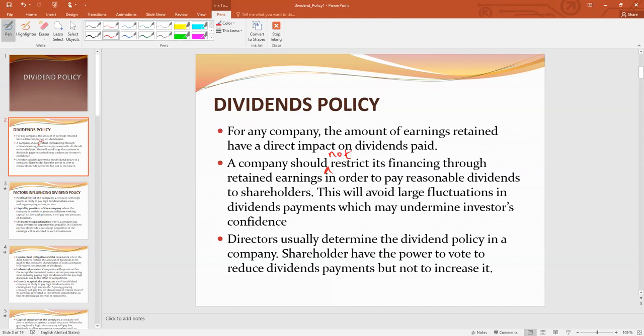So either way, shareholder, don't forget, in theory you don't have the power of determining how much dividend you will be paid. That is a management decision.